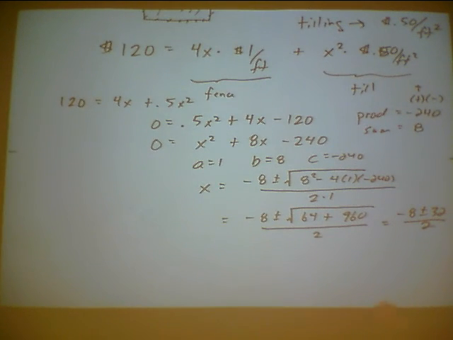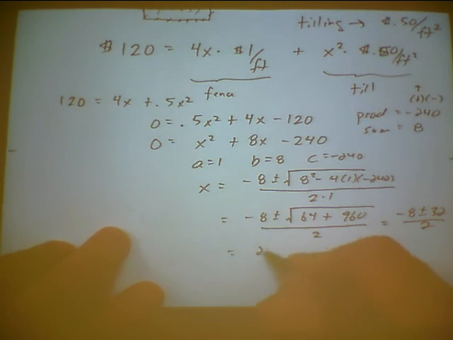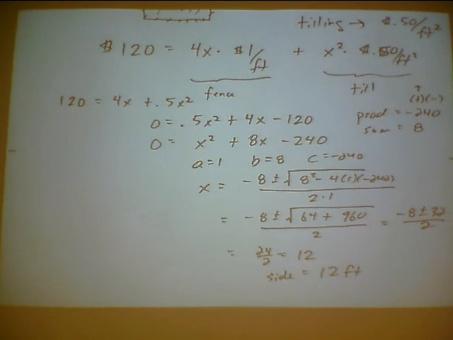Now, since this is a story problem, I'm not going to have minus 8 minus 32. That ends up with a negative number. So it's going to be minus 8 plus 32, which is 24. 24 over 2 is 12. So it looks like the length of the side of this plot is going to be 12 feet.